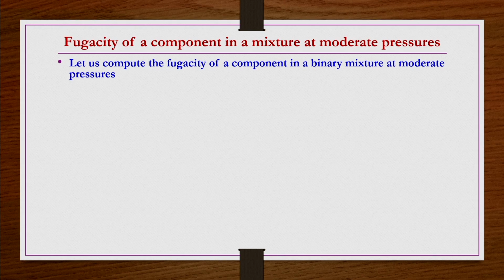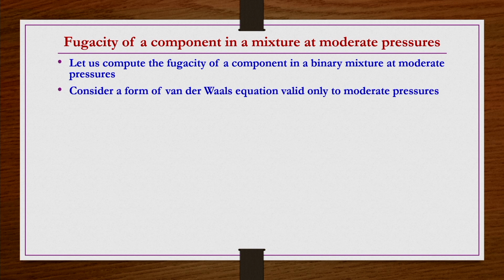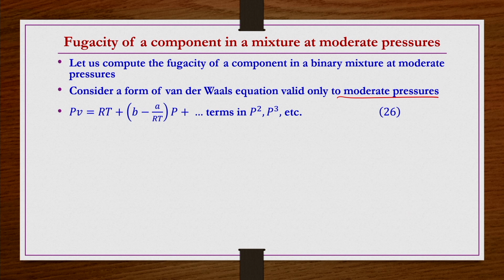Let us compute the fugacity of a component in a binary mixture at moderate pressures. Consider a form of van der Waals equation valid only to moderate pressures. So, the van der Waals equation, what do we have? We have PV is equal to RT plus (B minus A by RT) multiplied by P plus so and so. P square, P cube terms will also be there, but we are taking moderate pressure and are interested to consider only this part. Let us not worry about the P square, P cube terms.